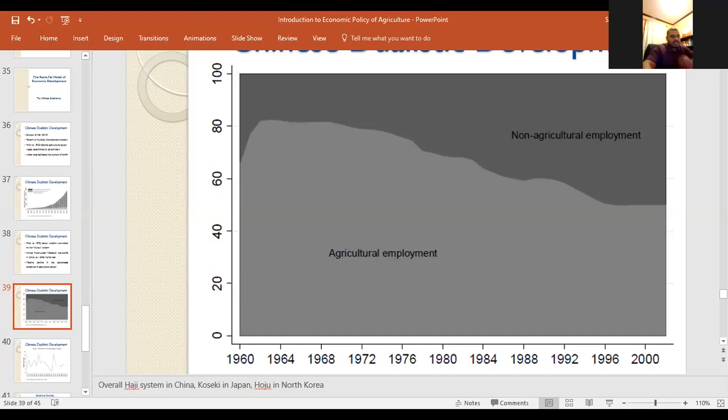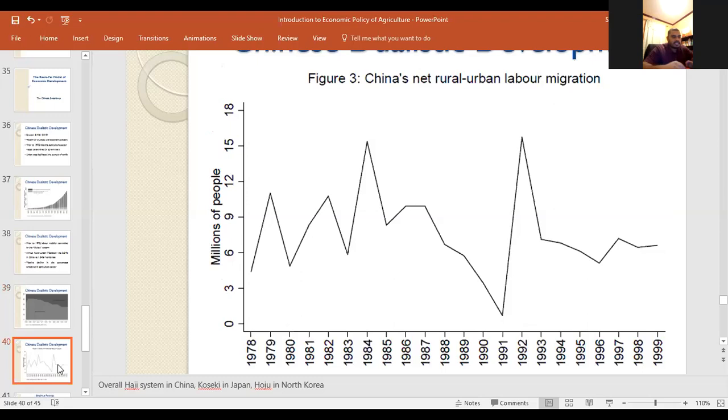This, of course, represents the net rural-urban labor migration rate, which, you know what the net of it means. It means that if you take the persons who are moving from the rural to the urban, and you subtract the persons who are moving the other way, this is the rate that you'll get. So the number of persons who are moving that way.